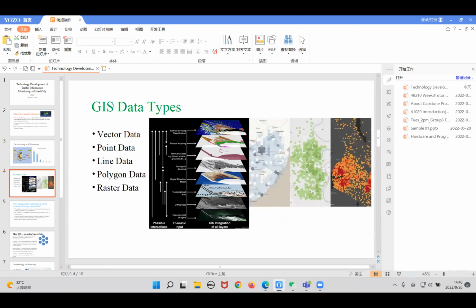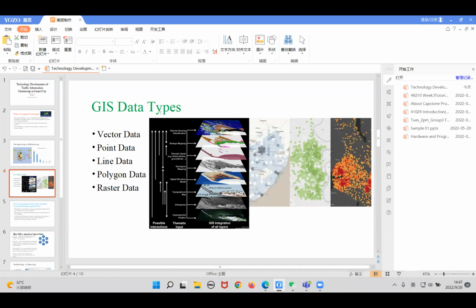Like this are the GIS data types. It has vector data, point data, line data, polygon data, and raster data. The vector data is the spatial data most people are familiar with, as it is represented in mapping portals such as OpenStreetMap and Google Maps. It is also used extensively in computer graphics and design applications like CAD. It consists of points, lines, and polygons.